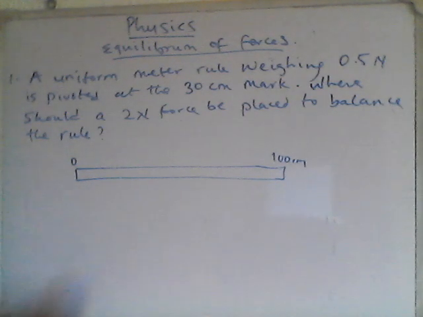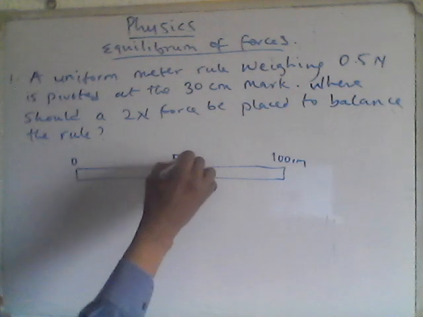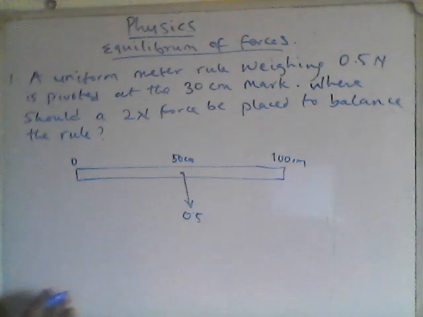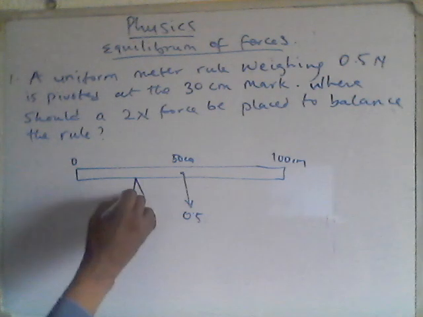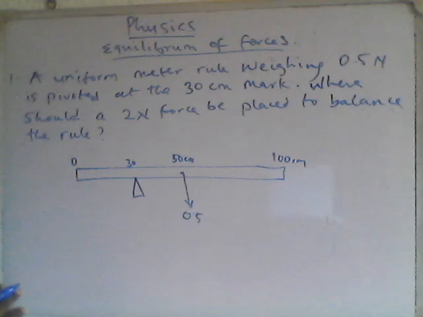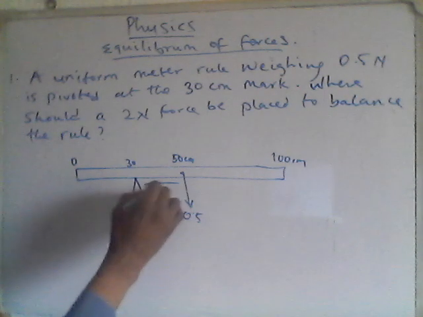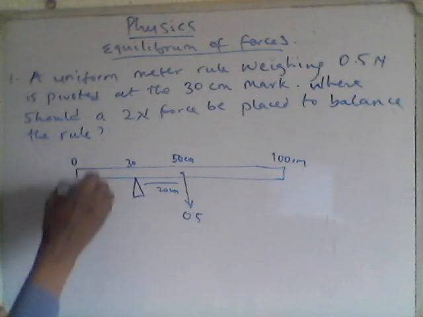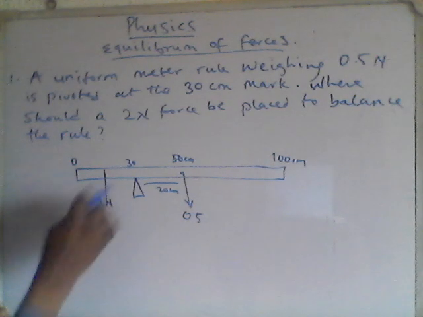So where will the weight of this metal rule be experienced? It will be experienced at the center, at the 50 cm mark, which is 0.5 Newton. But we're told that there's a pivot, placed at the 30 cm mark. That means the distance between this pivot and where the weight of the rule is experienced is 20 cm. So the question is, at what point on this metal rule will the 2 Newton force be placed so that it will be balanced?